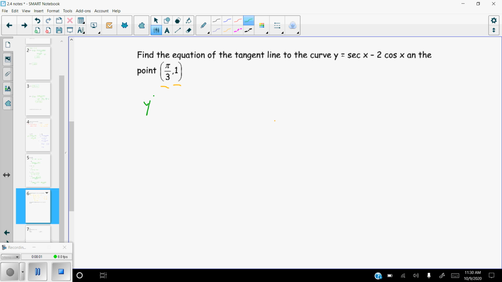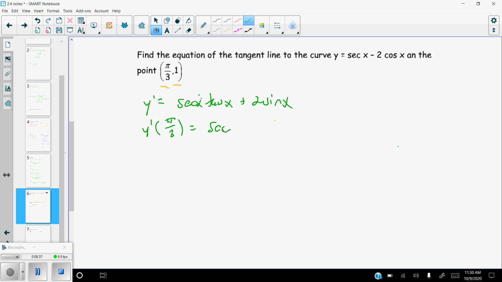So y prime, the derivative of secant x is secant x tangent x minus the derivative of 2 cosine of x, which is negative 2 sine of x, so the minus minus becomes a plus 2 sine of x. Once again, we want to find the equation of the tangent line to the curve at that specific point. So I need to find the slope at the x value of pi thirds.